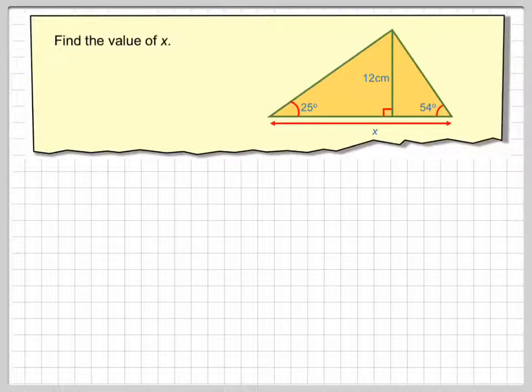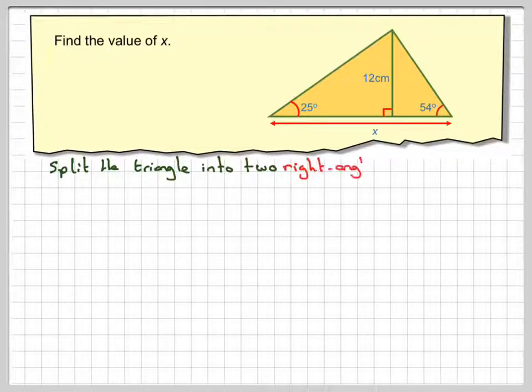Right, in this video I'm going to show you a two-step trigonometry problem, and in this case we have to find the value of x, so we have to find this length here of this big triangle. What we will notice is that it's made up of two right-angled triangles, so the best approach is to split the two triangles up, and you should perhaps draw them out separately to help your understanding.